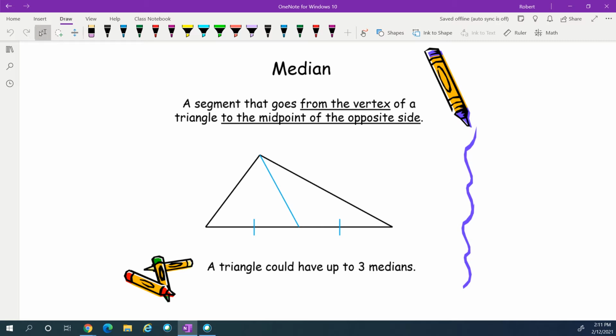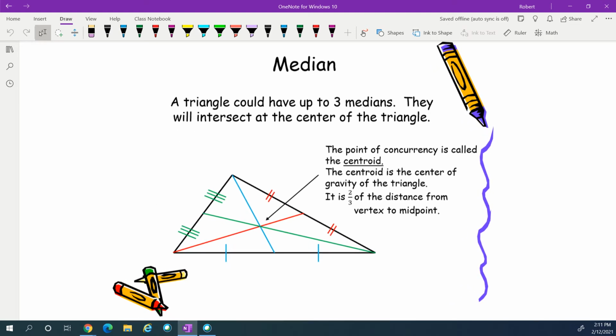We've already discussed a perpendicular bisector. A median does not have to be perpendicular, but it must come from the vertex. And since there are three vertices, we could have three medians. So again, the main property of a median: from the vertex to the midpoint of the opposite side. It bisects the opposite side. We could have three medians.